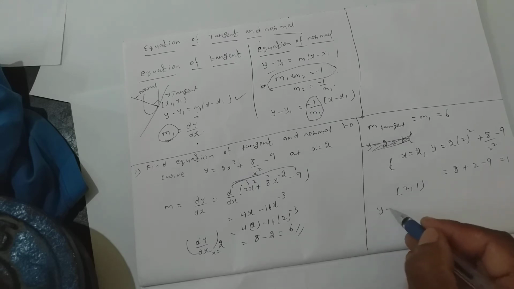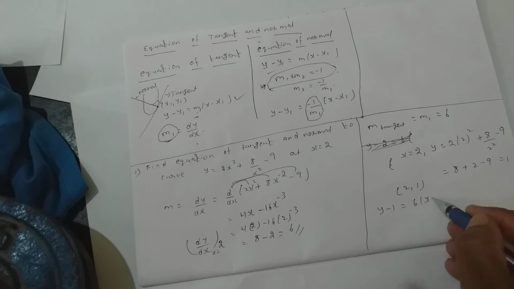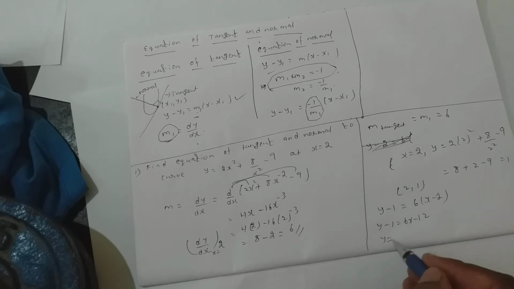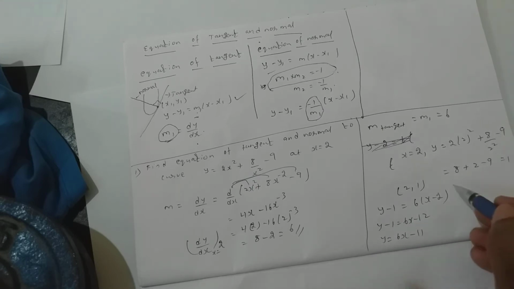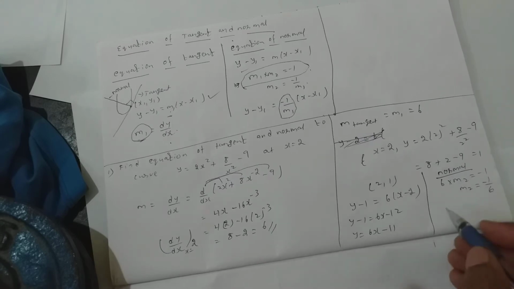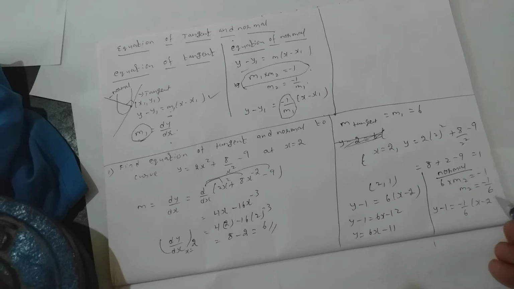So the equation is y minus 1 equal to 6 times x minus 2. Am I clear? So y minus 1 equal to 6x minus 12. So y equal to 6x minus 11 is the equation of the tangent. Now to find the equation of the normal, I should do m1 into m2 equal to minus 1. So 6 into m2 equal to minus 1. So m2 equal to minus 1 by 6.